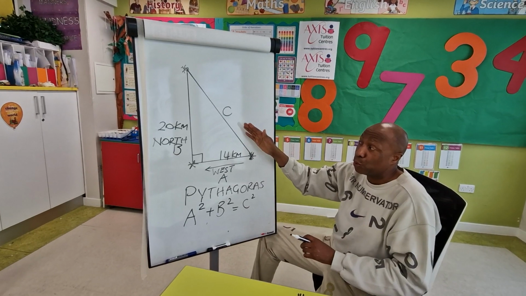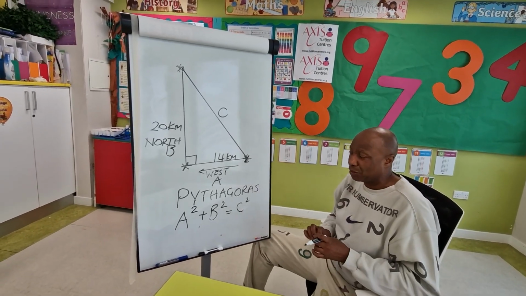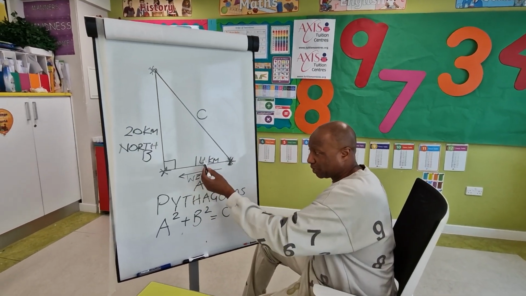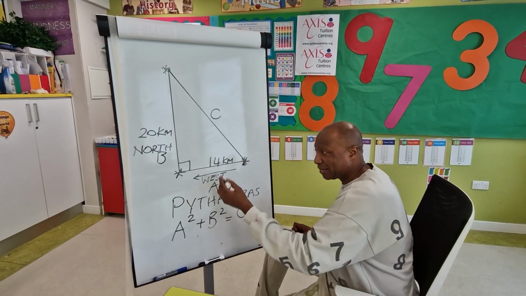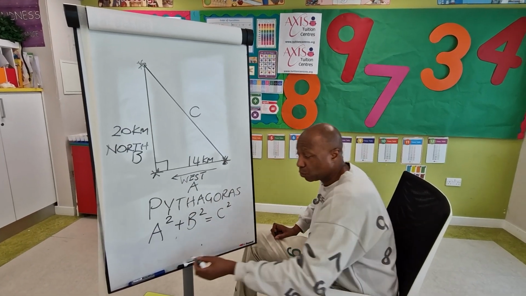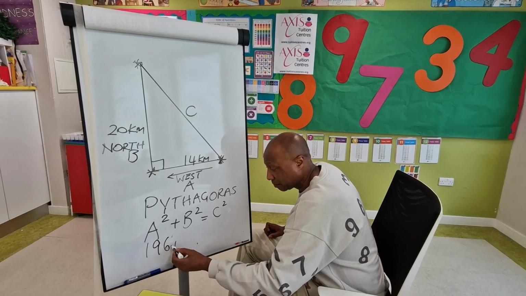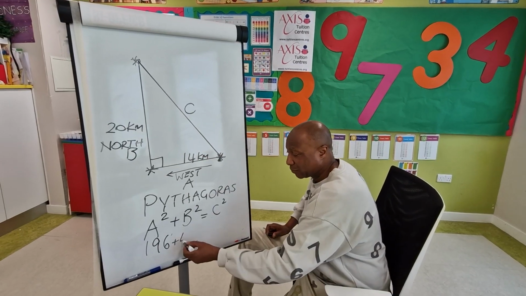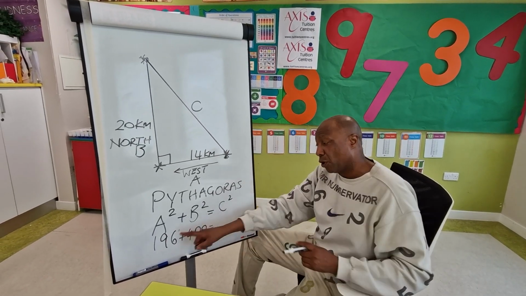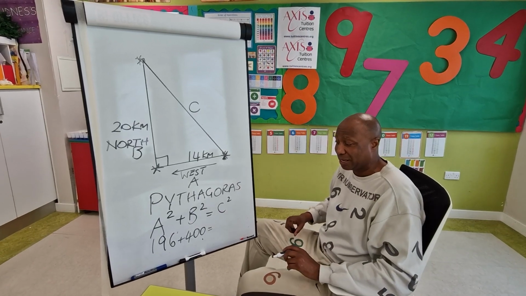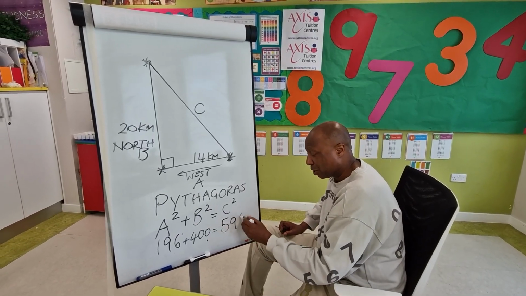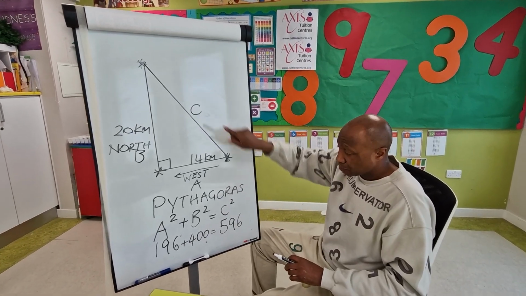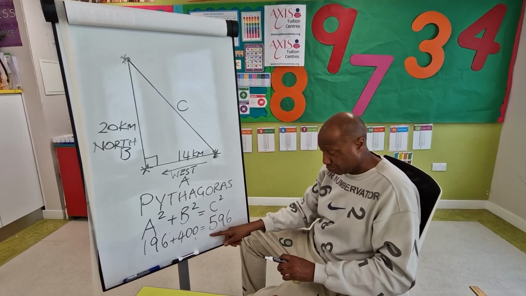And just to let you know, it's called the hypotenuse, but we'll come on to that later on. So we're going to work out this equation. A is 14, so a squared is 14 squared, and 14 squared is 196. B squared is 20 squared, and 20 squared is 400. And 400 plus 196 is 596.